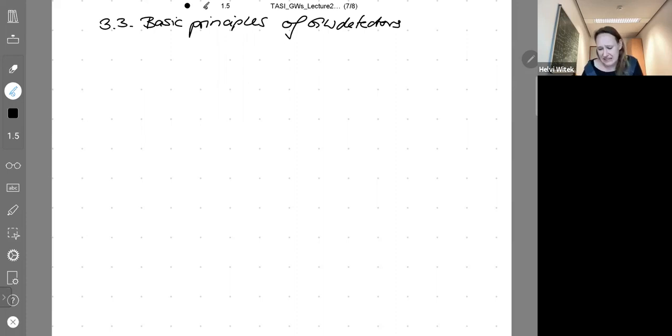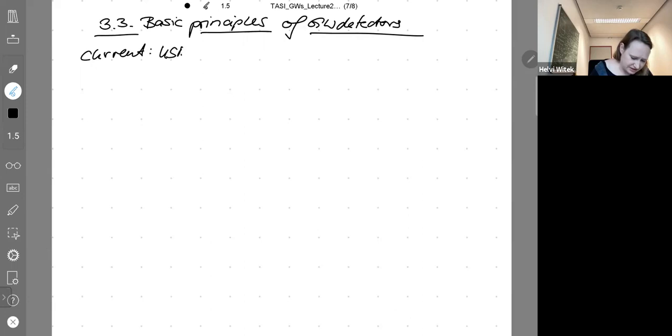But indeed, what we are using nowadays mostly is, in the very, very basic principles, kind of a Michelson-Morley interferometer that would work as follows. So, okay, yeah. And this is really a kind of current design using laser interferometry.